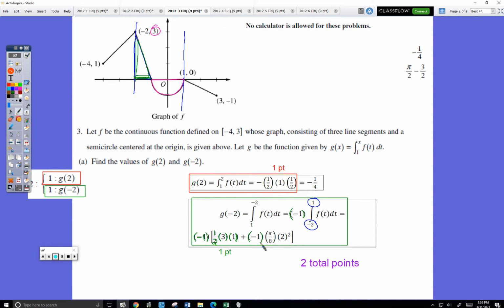And then I memorized from the golden notes that the area of a semicircle is always pi over 8 multiplied by the diameter squared. The diameter is here. That diameter is 2. I don't need to go any further. That would get me the point, showing that information in the green box. 2 total points on part A.